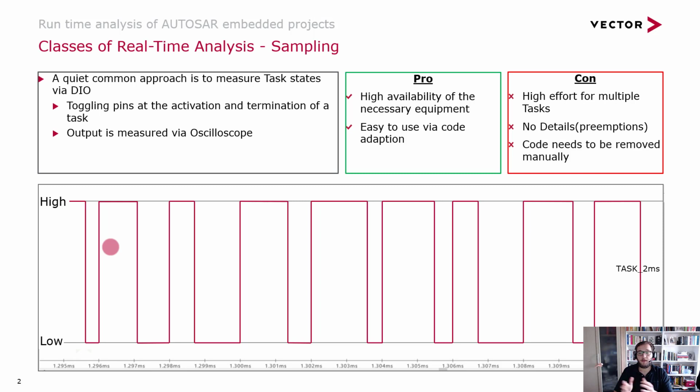And in the end, of course, you will somehow need to remove the code that you instrumented. You need to do that manually, and you, of course, need to remember to delete it. So much about this class of timing analysis. In the next videos, we will have a look at the statistical approach.